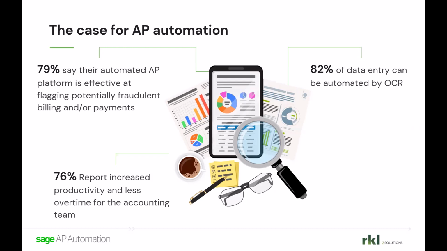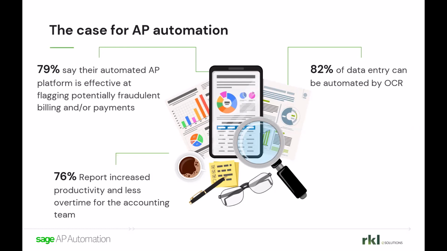Now, next, of course, that paper-based process can be eliminated with automation, being the most obvious one there. So Sage AP automation pulls in invoices, ideally directly from an email or something like that. And 82% of the data entry can be automated by what you'll hear as OCR. OCR basically is a fancy term for saying our tool is able to pull the information off the invoice for you. So it reads the actual image of the invoice.